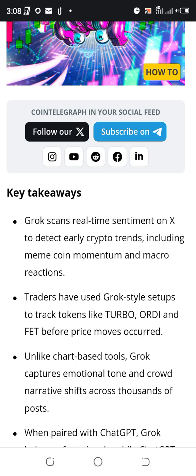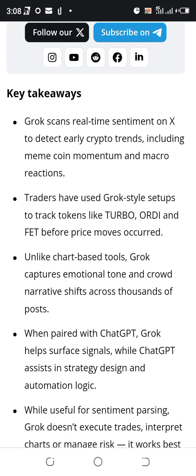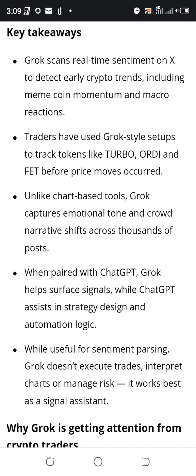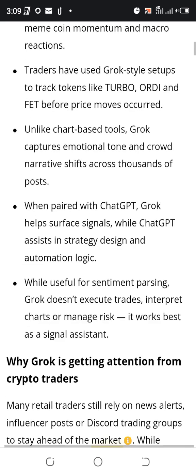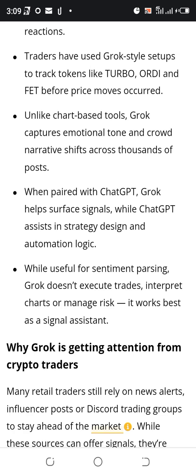Grok scans real-time sentiment on X to detect early crypto trends, including meme coins, momentum, and macro reactions. Traders have used Grok-style setups to track tokens like Turbo, ORDI, and FET before price moves occurred. Unlike chat-based tools, Grok captures emotional tone and crowd-native shifts across thousands of posts.